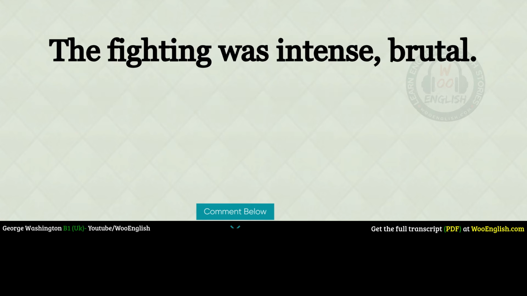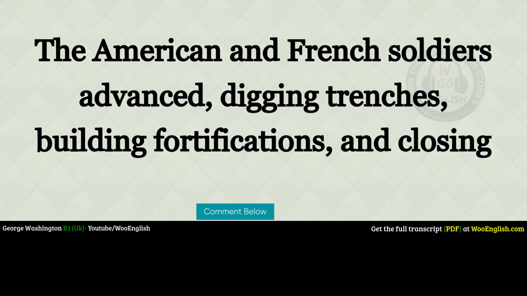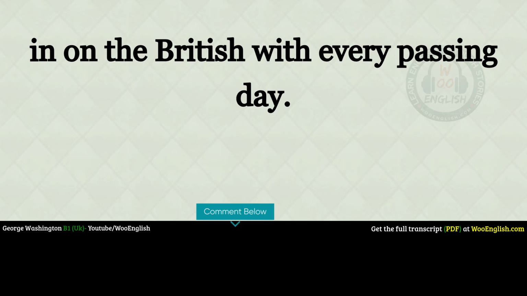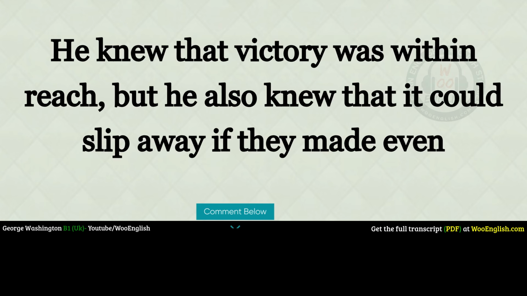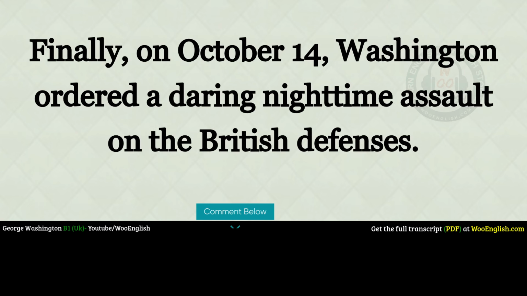The fighting was intense, brutal. The American and French soldiers advanced, digging trenches, building fortifications, and closing in on the British with every passing day. George Washington was in the thick of it, directing the battle with a calm authority that inspired everyone around him. He knew that victory was within reach, but he also knew that it could slip away if they made even the slightest mistake. Finally, on October 14th, Washington ordered a daring nighttime assault on the British defenses.